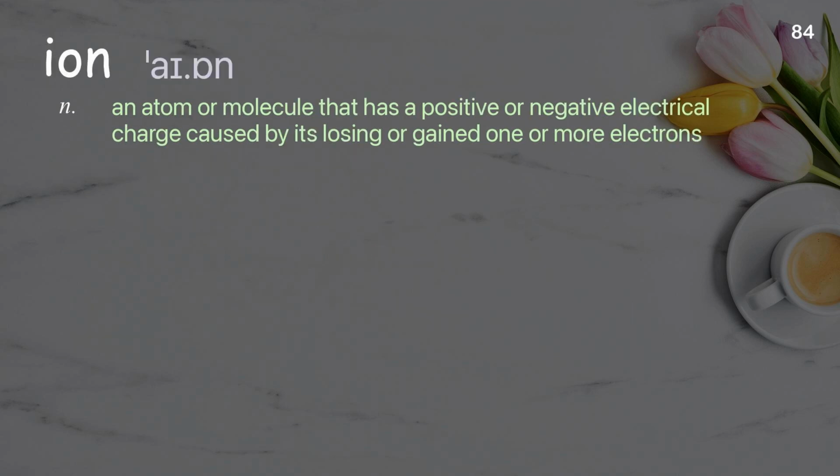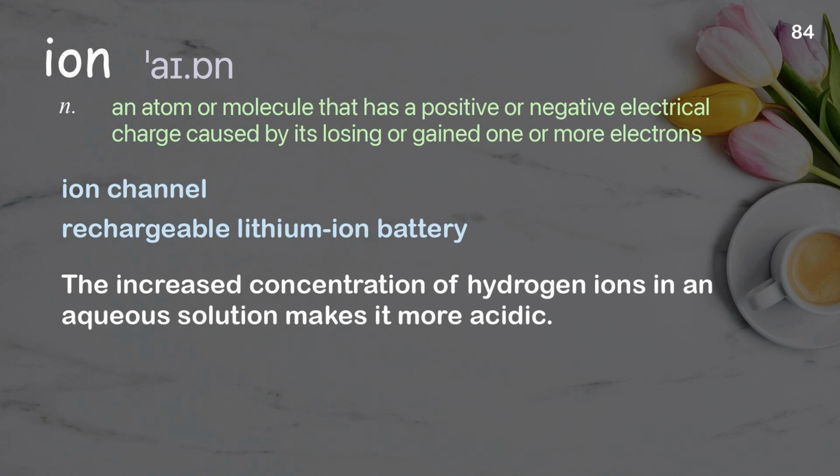Ion. An atom or molecule that has a positive or negative electrical charge caused by its losing or gaining one or more electrons. Examples: ion channel. Rechargeable lithium-ion battery. The increased concentration of hydrogen ions in an aqueous solution makes it more acidic.